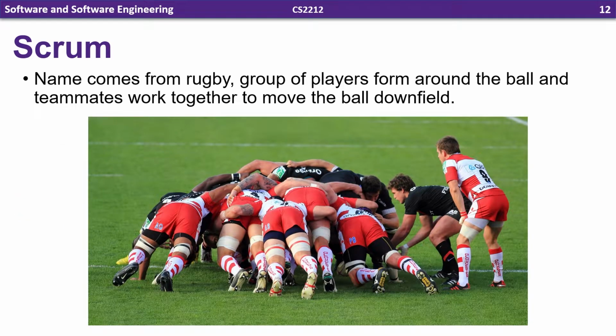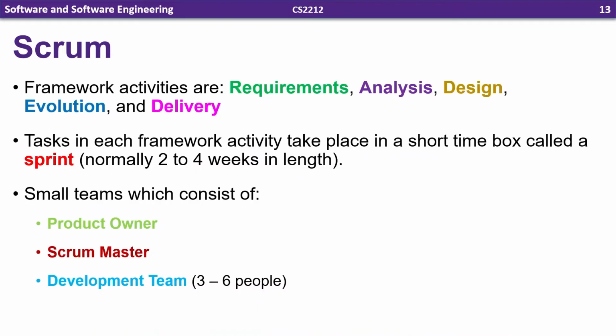So if you're familiar with rugby, this name comes from rugby. It's when a group of players form around the ball and teammates work together to move the ball downfield. So, in terms of this agile process, this is specifically referring to certain meetings that are going to occur in the process that we'll get to in a second.